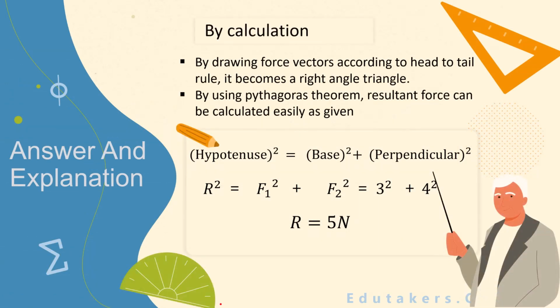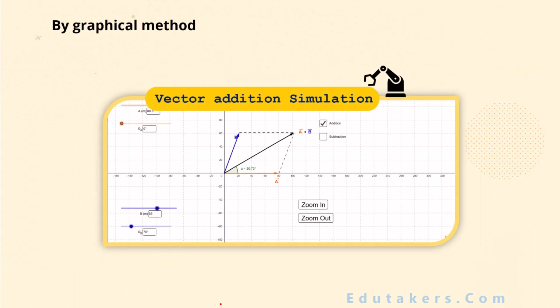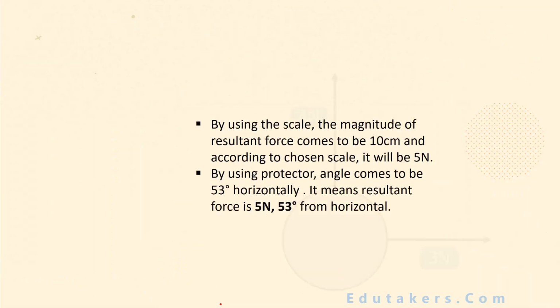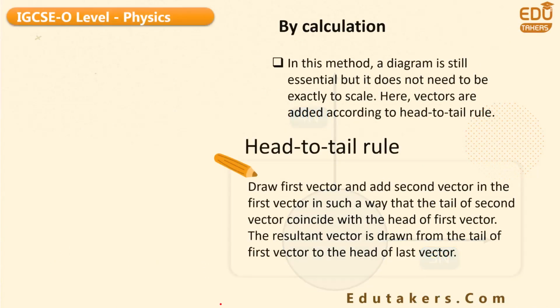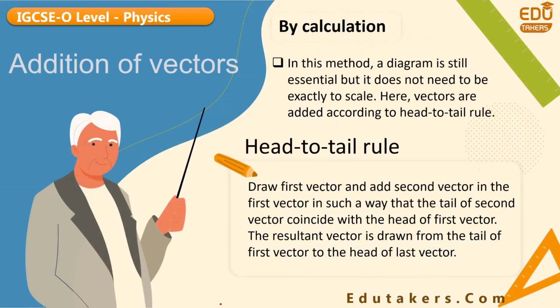So this is a second method that shows how you can find out the resultant vector by using the calculation. Let's go back to the calculation method and see the steps that you need to follow. This is the second method, which is the vector addition by calculation. So how can you add the vectors by the calculation method?